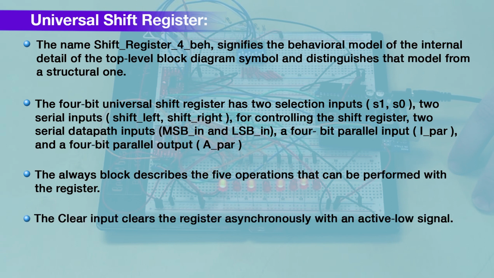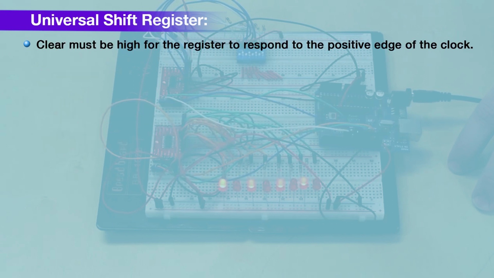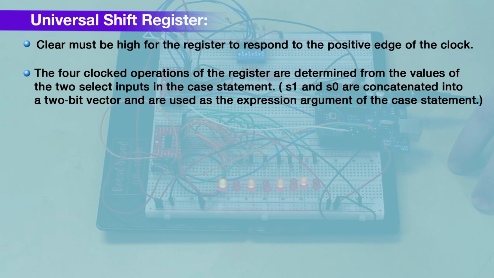The clear input clears the register asynchronously with an active low signal. Clear must be high for the register to respond to the positive edge of clock. The 4 clock operations of the register are determined from the value of the 2 select inputs in a case statement. S1 and S0 are concatenated into a 2-bit vector and are used as the expression argument of the case statement.